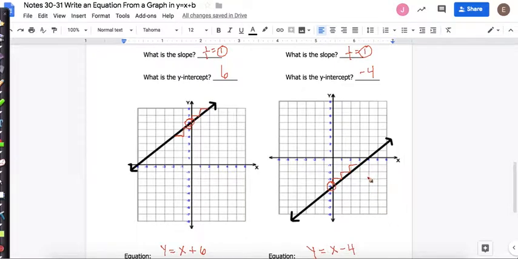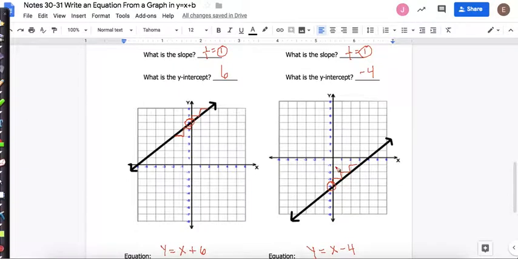Now let's verify the points here. We can check when x is 4. So 4 minus 4 is 0. It does work. And let's see, plug in 3 for x. 3 minus 4 is negative 1. And one more, 2 minus 4 is negative 2. So it does, in fact, check.